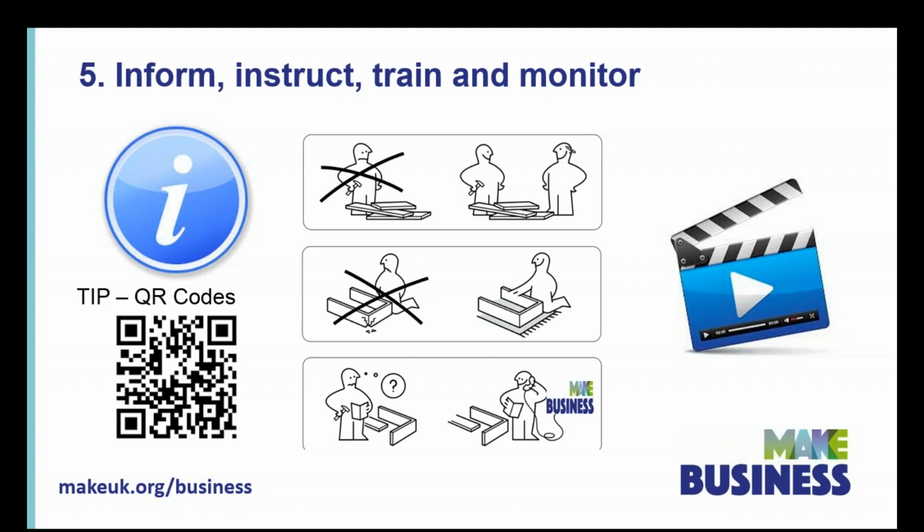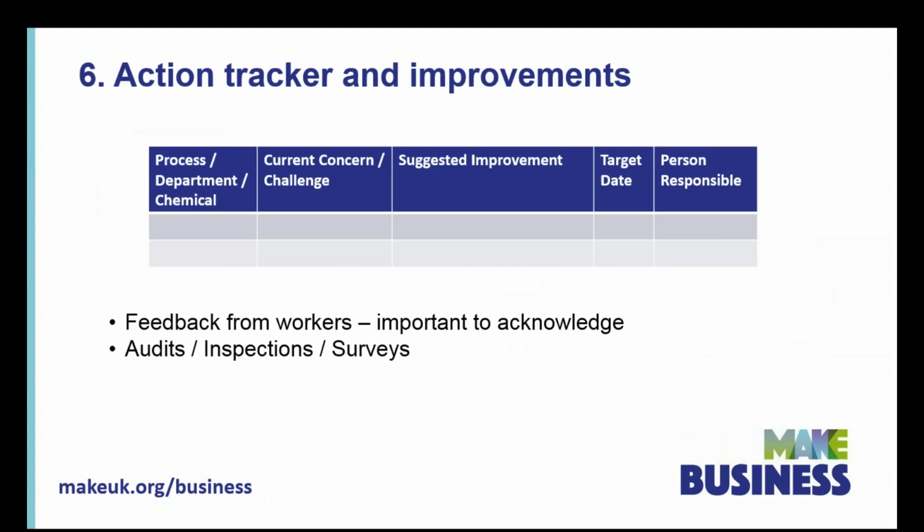So moving on to our next section, which is our last chapter in these 6, the action tracker and improvements. Of course, if we've created an inventory, checked we've got a safety data sheet, checked our uses, and gone through all of the controls required to protect workers or eliminate the use of those chemicals where we can, and we're informing, instructing, training and supervising all of our staff.